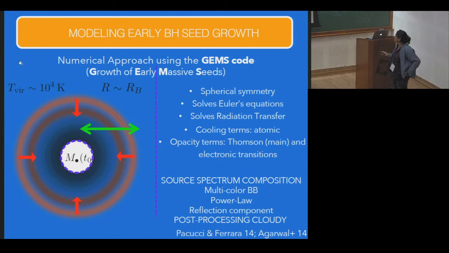And so you have spherical symmetry, solve Euler's equation, solve radiation transfer, and then you have the cooling and opacity. So you're looking at the self-consistent growth of this black hole and any stars that might also form. Okay, so you start off at early times, and then you see what kind of spectrum this growing black hole would have. The composition would be the usual sort of components: a multicolor black body, power law, and a reflection component.